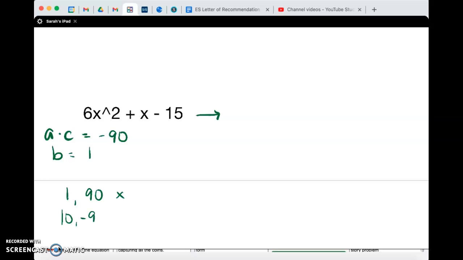You would do 6x squared plus 10x minus 9x. Yeah, it doesn't matter what order you put it in. You could start with the 10x, or the negative 9x. It doesn't matter. It'll still work out and get the same factored form.